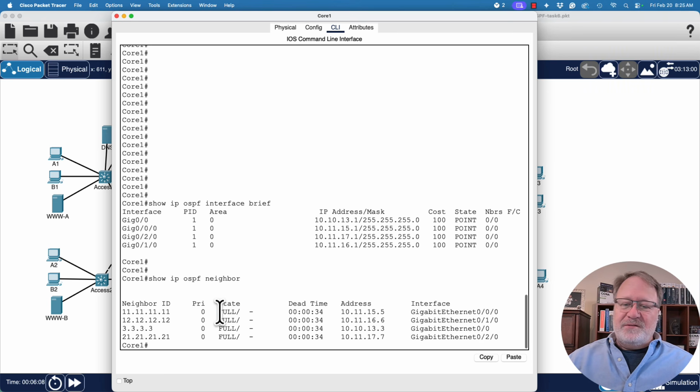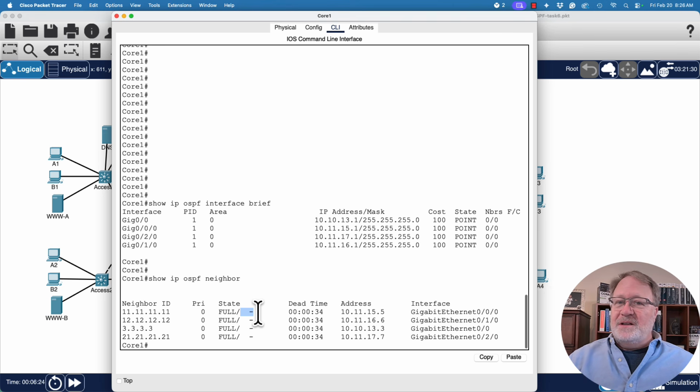It says we've reached a full state, which is the final state if you're exchanging LSAs. But out to the right of the slash, it's just got this space and a dash. All right, so what does that mean? That means you're not using a DR, which is indicative of using point-to-point network type.